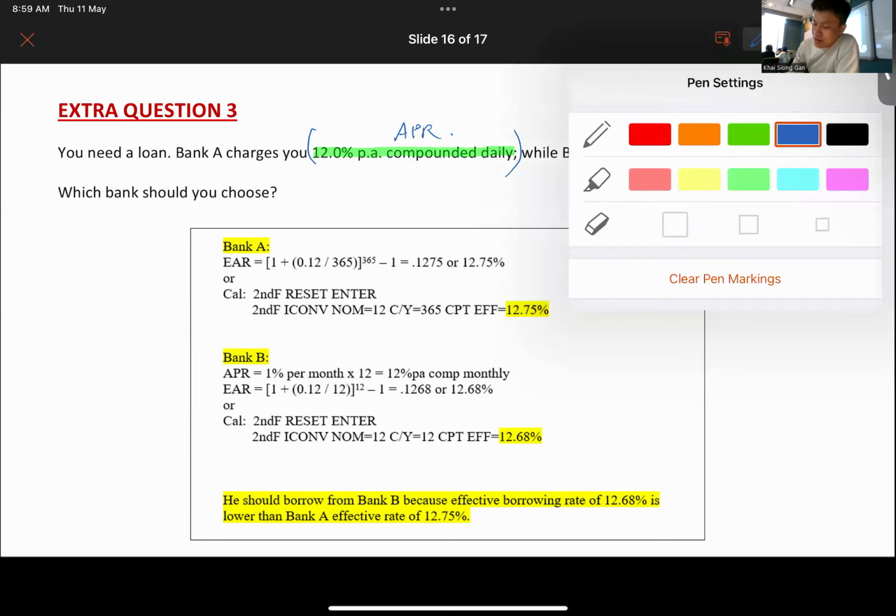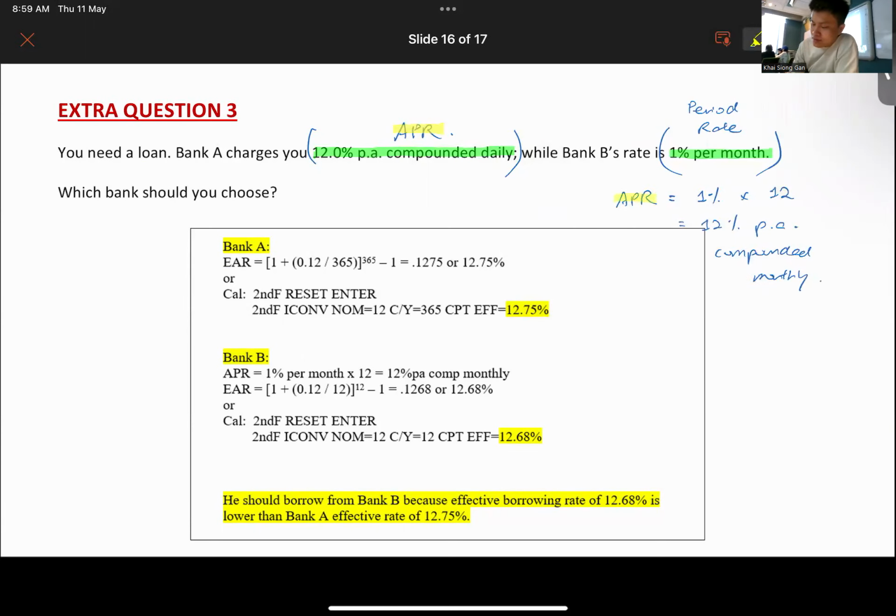So we have the APR for both already. Now we have to calculate EAR. Why? Because, as I said, if you are comparing between two investment packages or two loans, you have to look into EAR, because both packages have different compounding periods. For Bank A, we do the EAR first. This one is the formula method, in which you just substitute into the formula that we learned just now. Remember the formula?